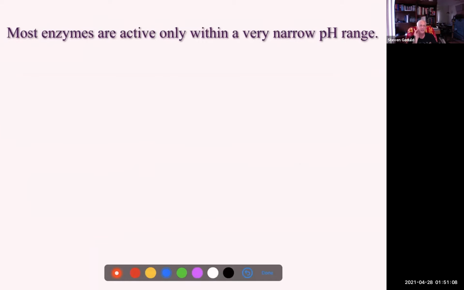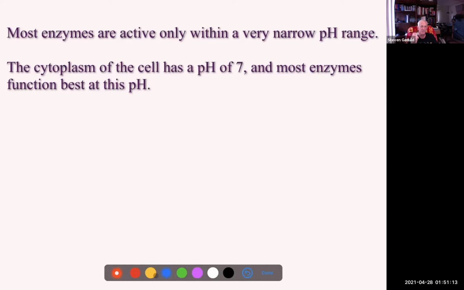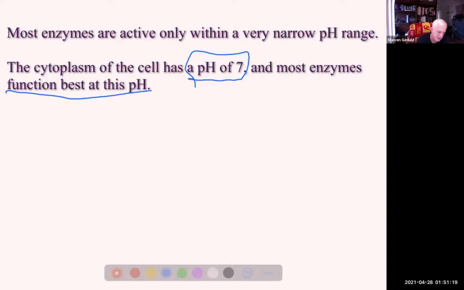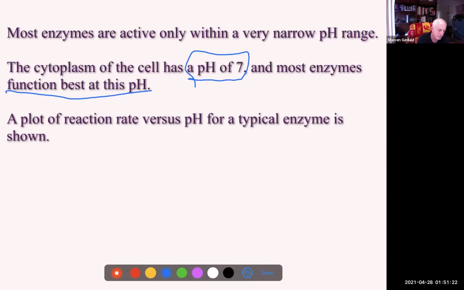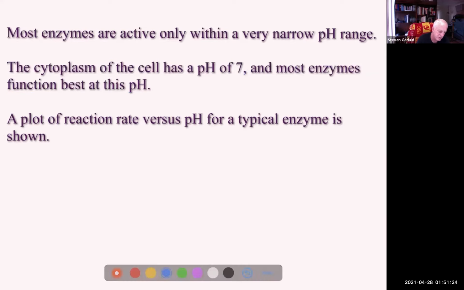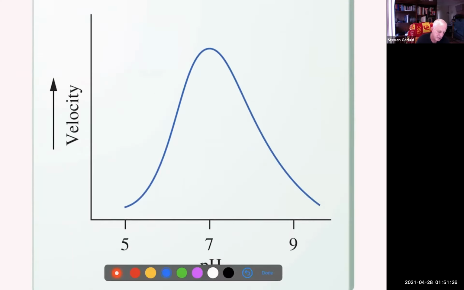So most enzymes are active only within a very narrow pH range. Okay. The cytoplasm of the cell has a pH of 7.3, 7.4. Okay, so it's mostly neutral. Most enzymes function best at that pH. But like we said, a plot of reaction versus pH for a typical reaction is shown. So if the pH is optimized, okay, velocity is how fast the reaction occurs. At 5, it doesn't occur hardly at all. Comes up here at 7. This is the peak performance. That's where catalysis is going to occur.